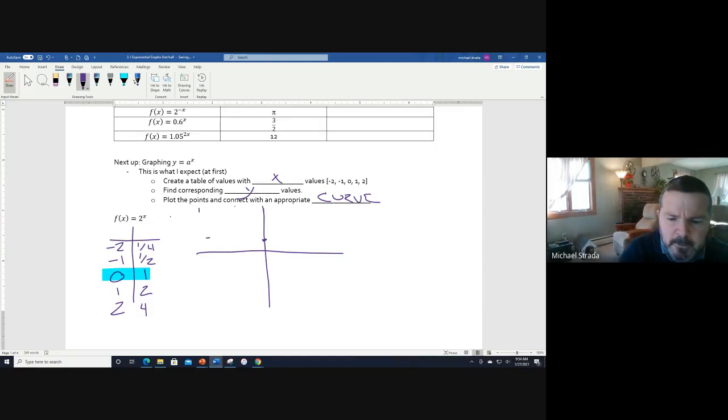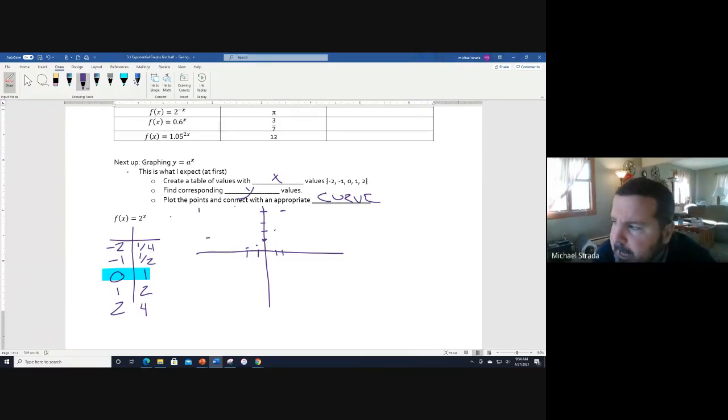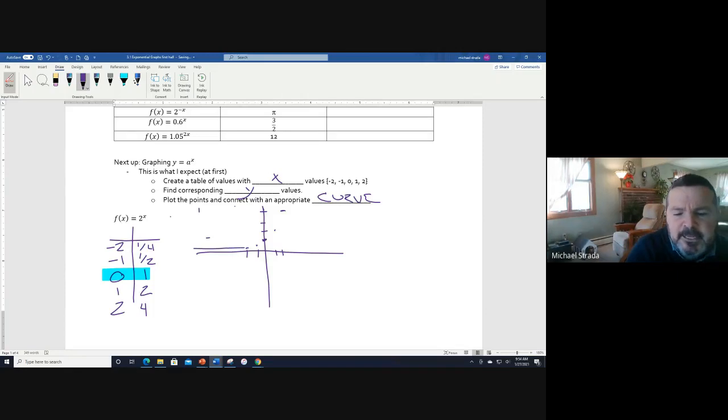Then you're going to have (1, 2). Not a big deal. Then you're going to have (2, 4). So there's (2, 4). Negative 1 is 1/2, so that's going to be about there. And negative 2 is 1/4. The component you need to know is that you're getting closer and closer to the x-axis, which you know from last year as an asymptote. And then just connect it with the curve.